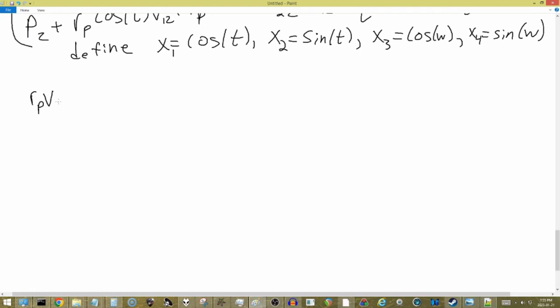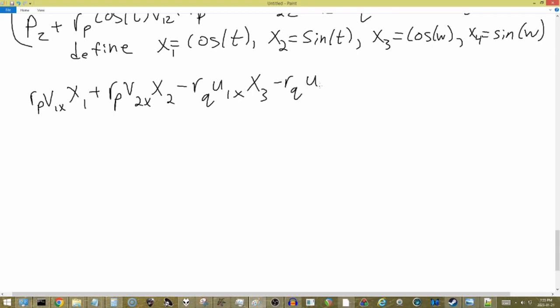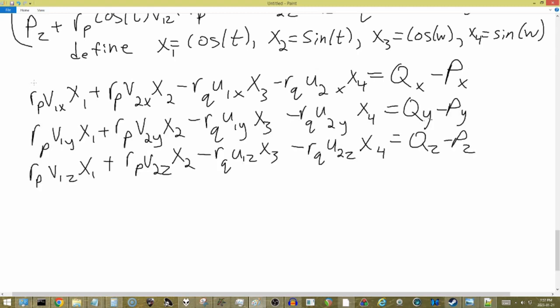rp v1x x1 plus rp v2x x2 minus rq u1x x3 minus rq u2x x4 equals qx minus px. Alright, and that will be our system of equations that we're trying to solve.